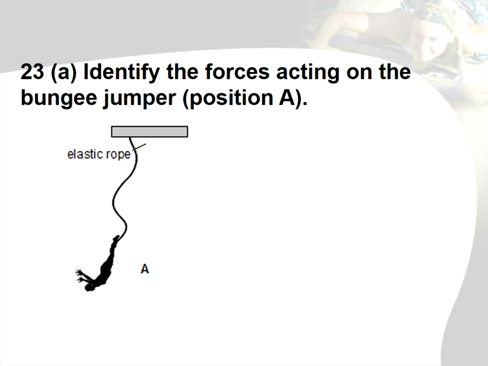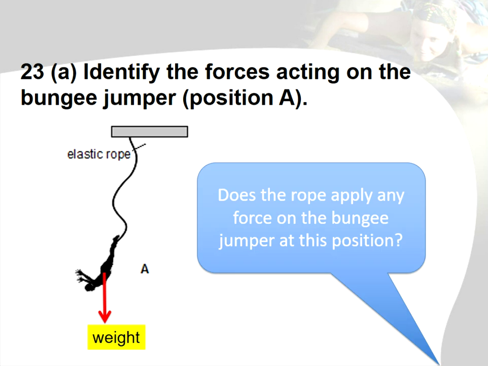Okay, let's talk about what direction this person is moving in. Downwards. So there is a force acting downwards. That's gravity, right? Gravitational force is known as the weight. Yes. So for this person, this is the only force acting on this guy. So the rope doesn't apply any force on the bungee jumper at this position. So if I were to draw a free body diagram, it's just a box with one arrow downwards only.